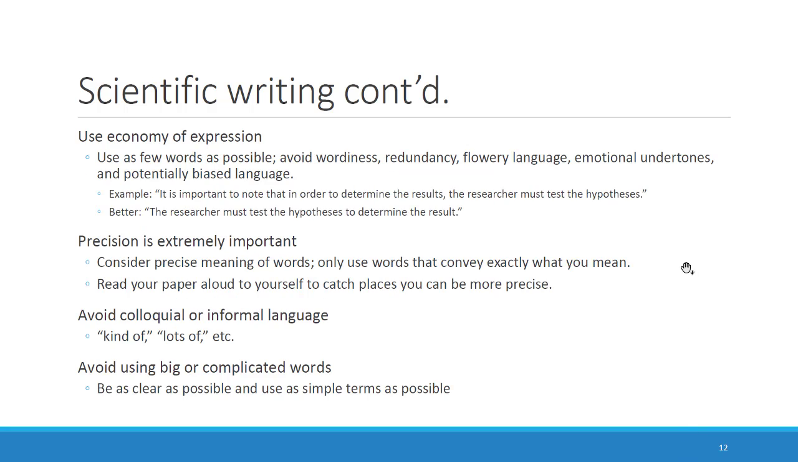You want to use economy of expression. So what does that mean? It means to use as few words as possible to avoid wordiness, redundancy, what we call flowery language. I have trouble with that one. Emotional undertones, and potentially biased language. For example, it is important to note that in order to determine the results, the researcher must test the hypotheses.